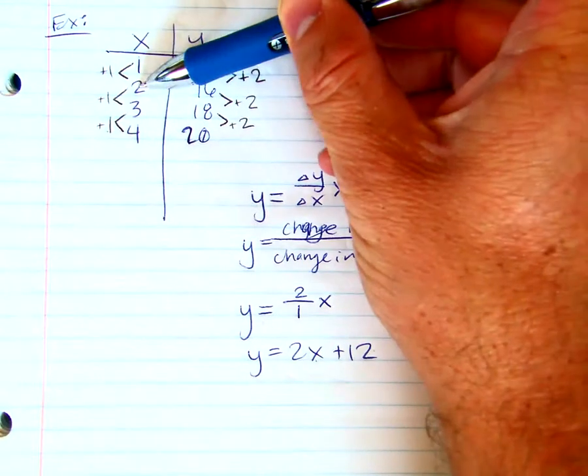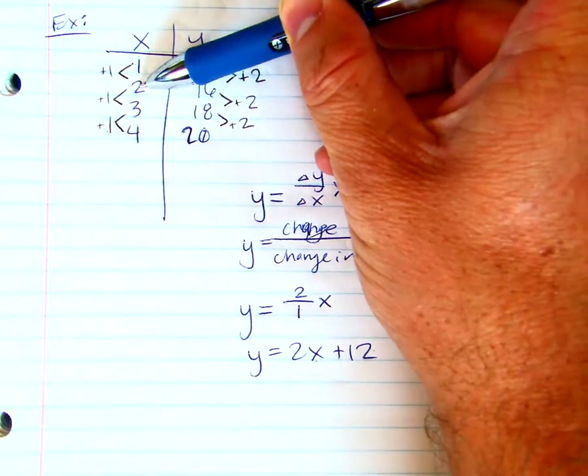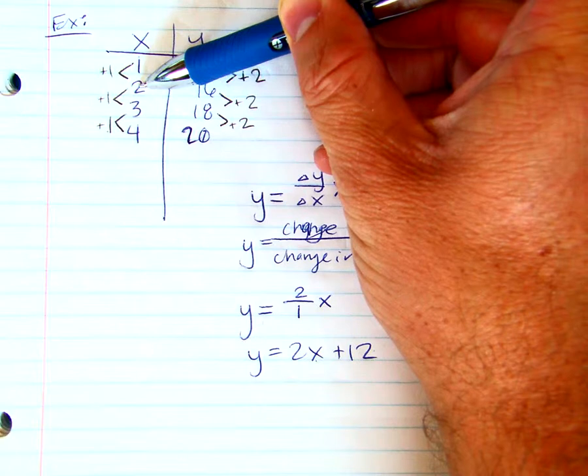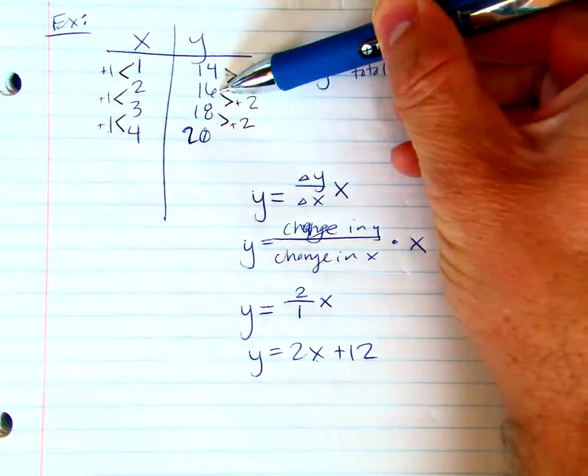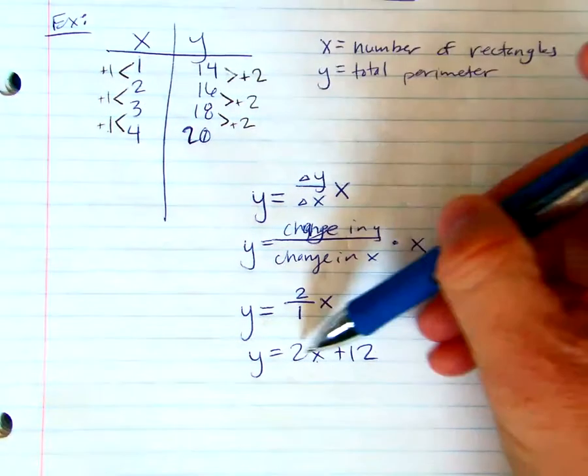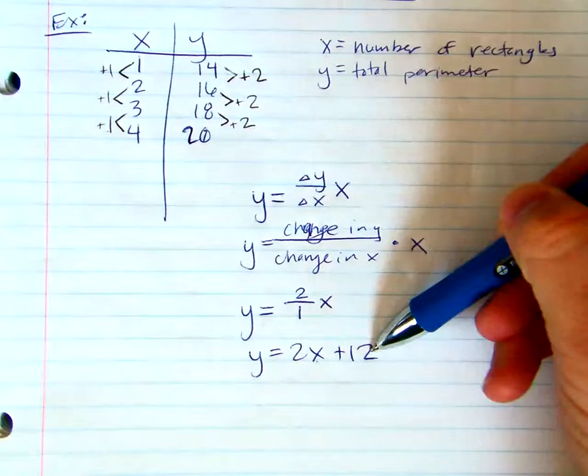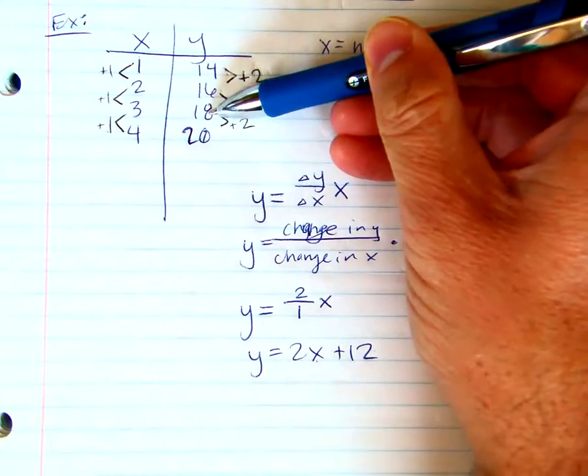If I plug in a 2, what is 2 times 2? 4. If I add 12 to that, there's my 16. Plug in the 3. 2 times 3 is 6. If I add 12 to that, there's that 18.